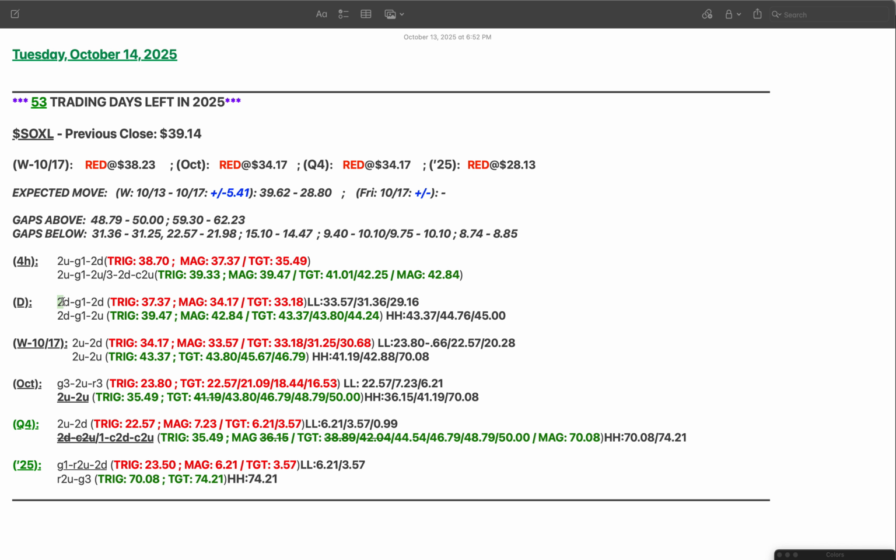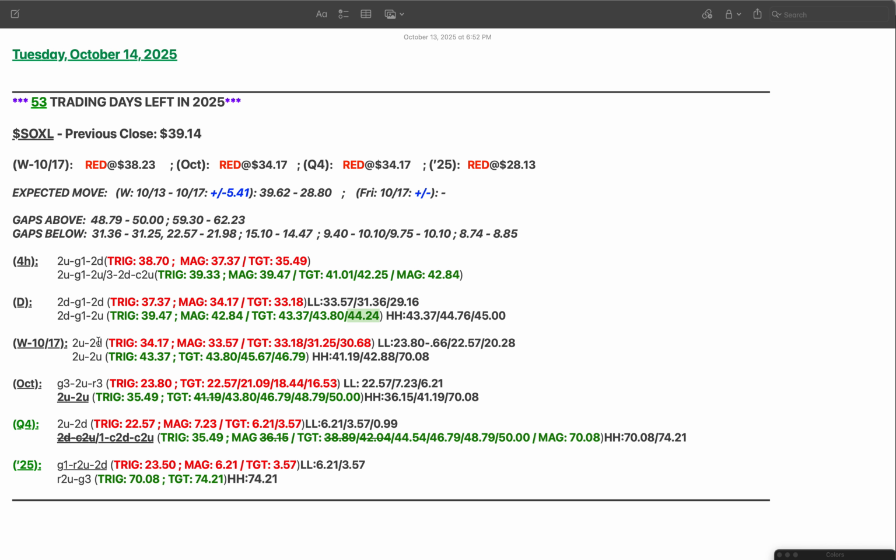From the day perspective, we would have a 2-1-2 down. If we go to the downside, that triggers at 37.37 with a magnitude of 34.17, and we've got an extended target of 33.18 as well. To the upside, it would be a 2-1-2 up, triggering at 39.47, magnitude of 42.84, extended targets of 43.37, 43.80, and 44.24. That's just if things get really moving to the upside.